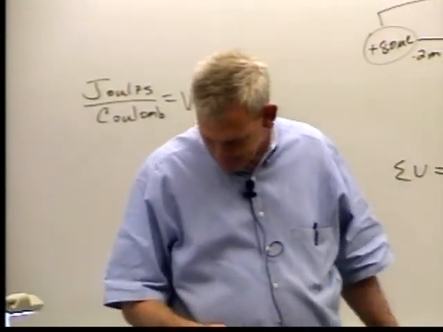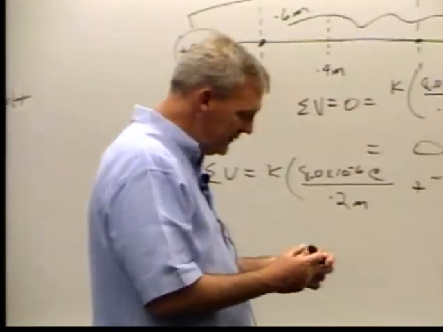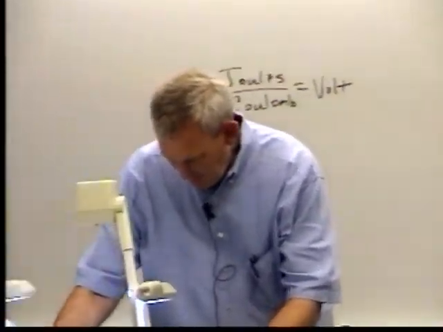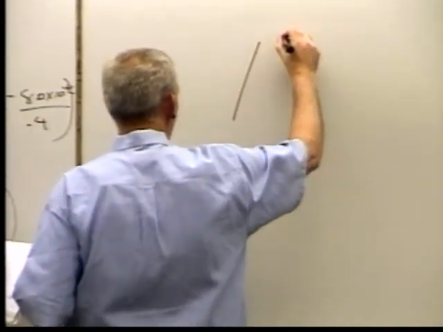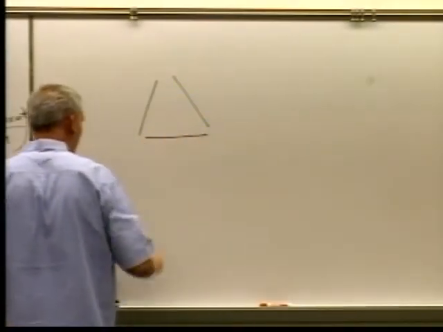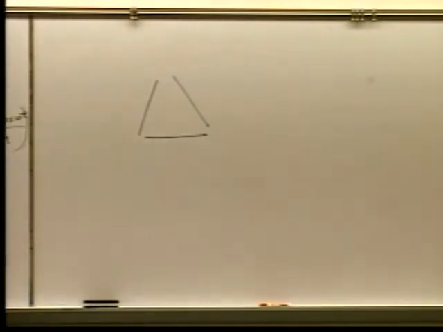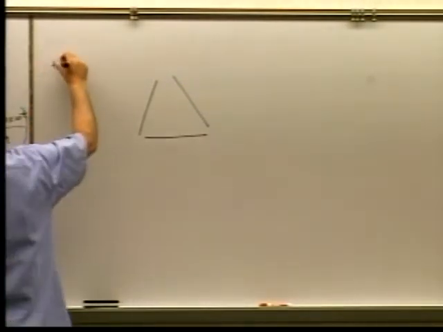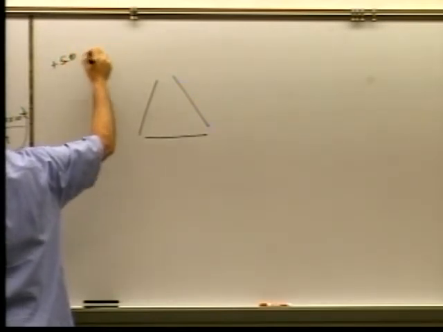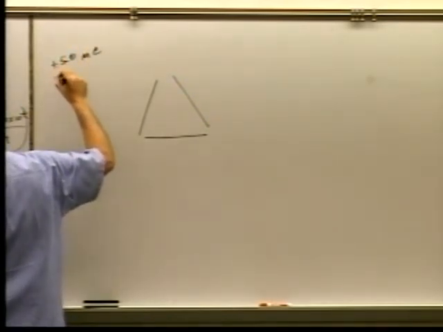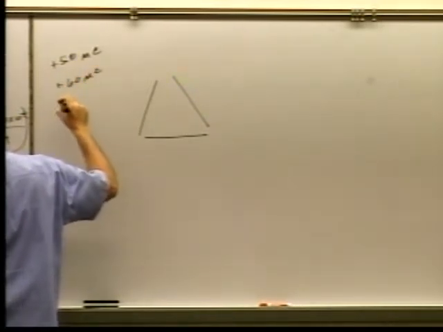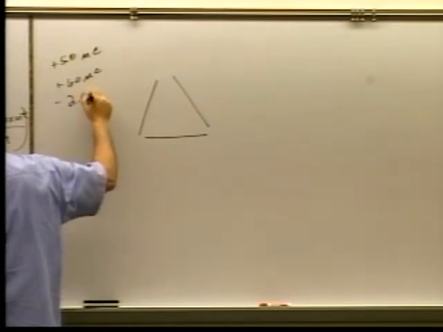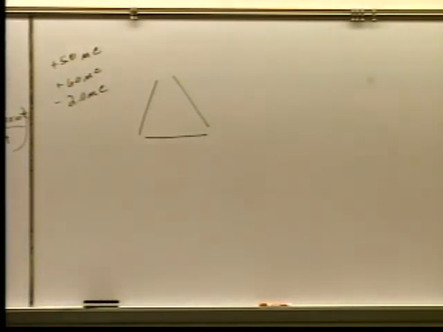So here's the deal. We've got 3 charges, and we're going to paste them on this equilateral triangle and see how much energy it takes. And the charges are thus: 5.0 microcoulombs, positive 6.0 microcoulombs, and negative 2.0 microcoulombs. Those are the charges that I'm going to paste on the corners of this equilateral triangle.